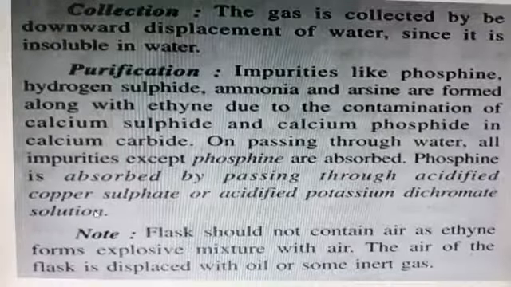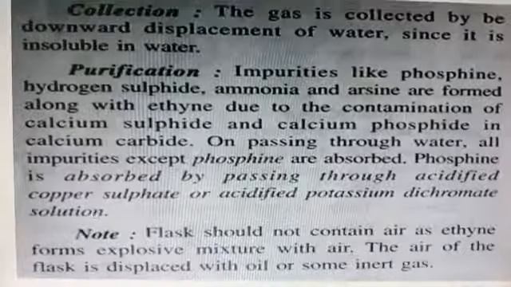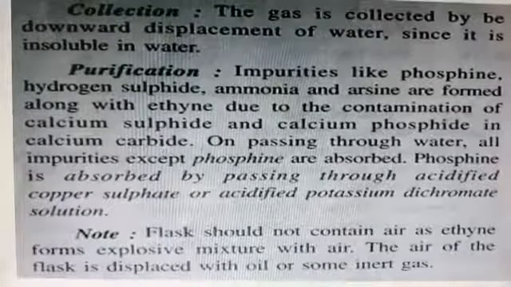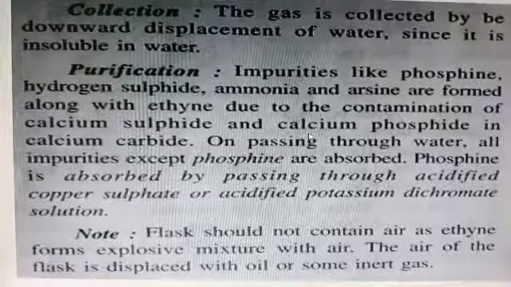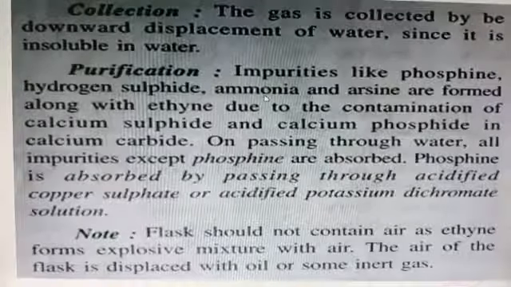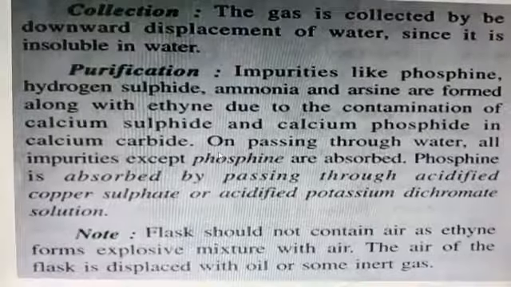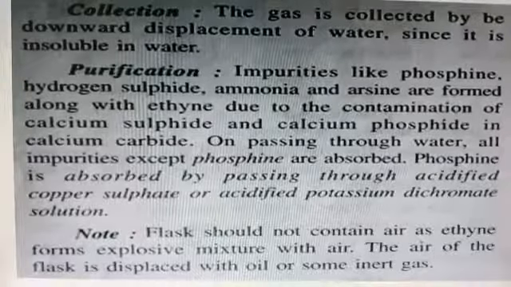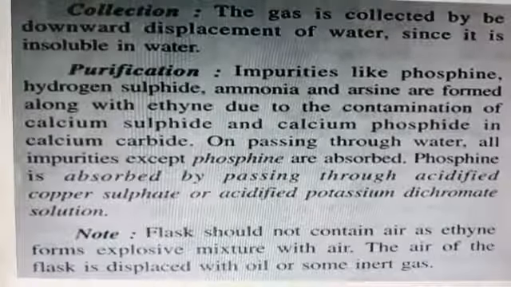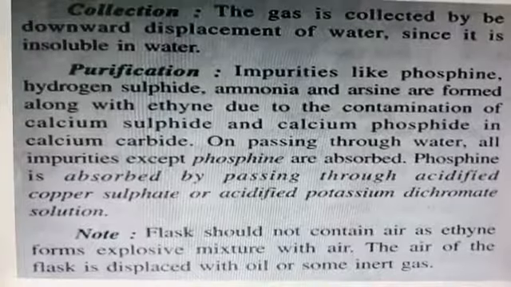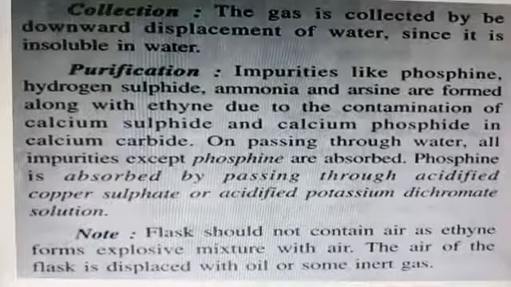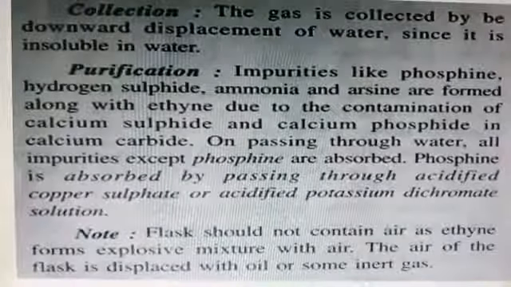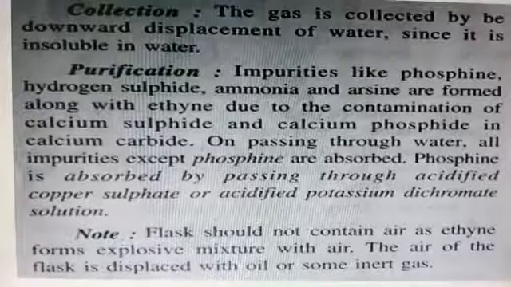So why is purification needed? Because the calcium carbide that we are taking as the major reactant also contains calcium sulfide and calcium phosphide, because of which phosphine, hydrogen sulfide, ammonia, and arsine gas are also produced. But except phosphine, the rest of the gases are absorbed when we pass the gas through water. And this phosphine can be absorbed by passing the gas so prepared through acidified copper sulfate or acidified potassium dichromate solution.